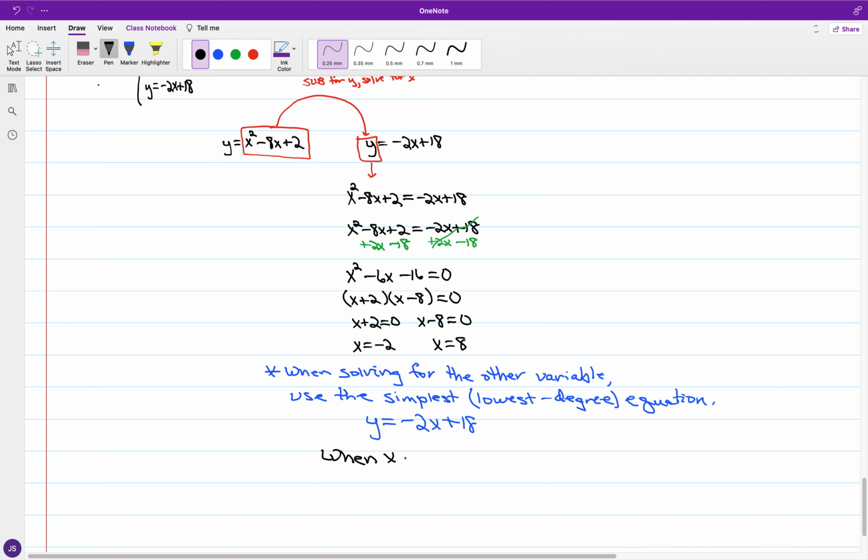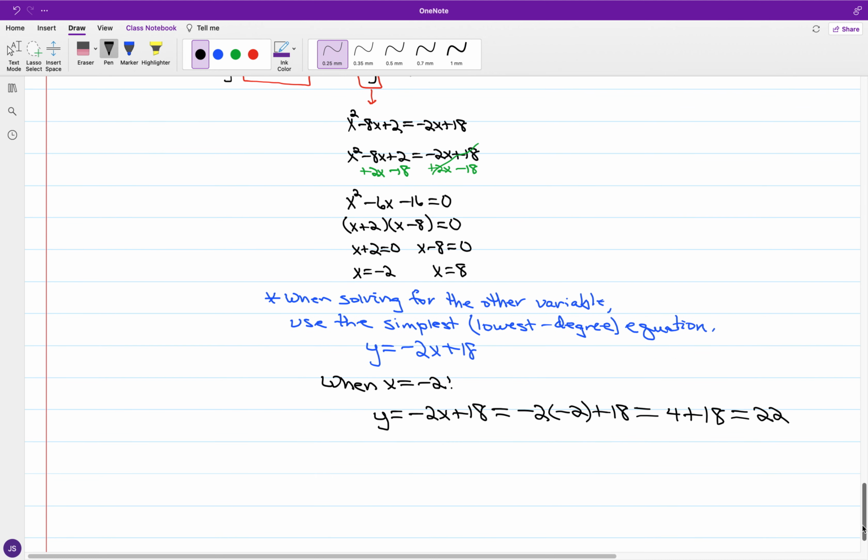So when x is equal to negative 2, for the corresponding value in y, again utilizing y is equal to negative 2x plus 18, we have negative 2 times negative 2 plus 18. Negative 2 times negative 2 is 4, plus 18 is equal to 22. So that is for one set.